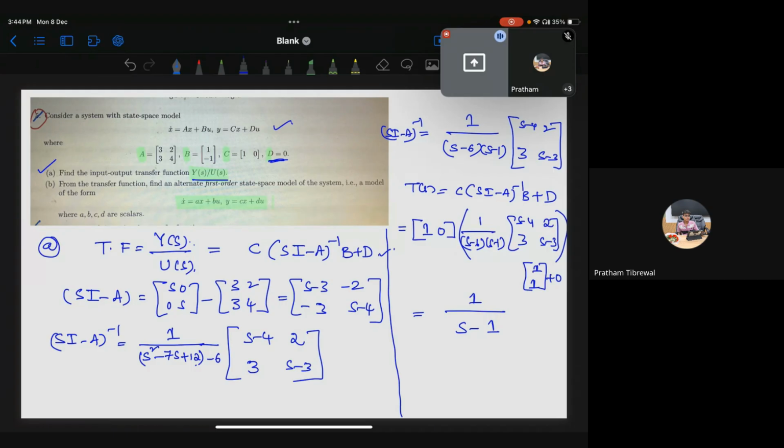Is there any doubt in this? No. Okay, second question: from the transfer function, we have to find the alternate first order state space model. What is the transfer function here? 1 by s minus 1.